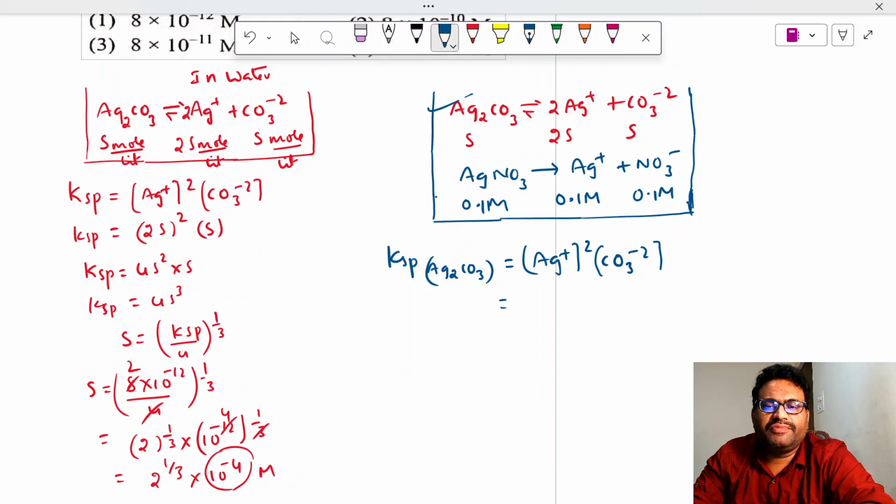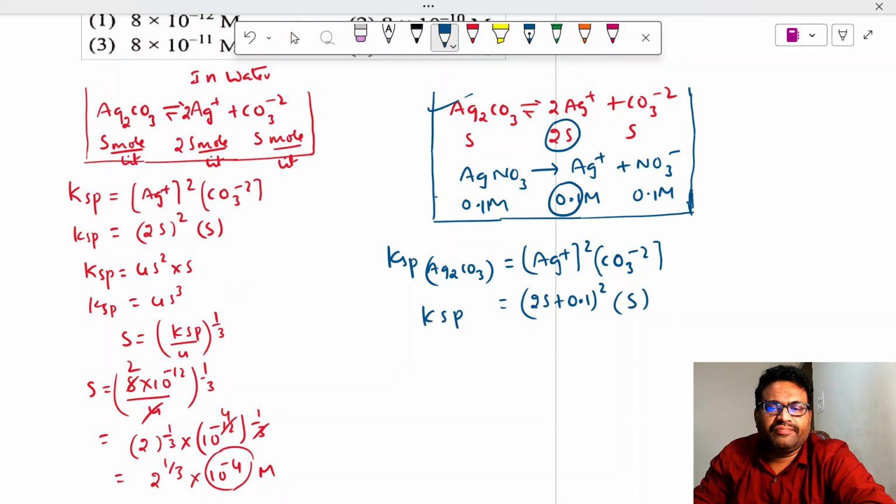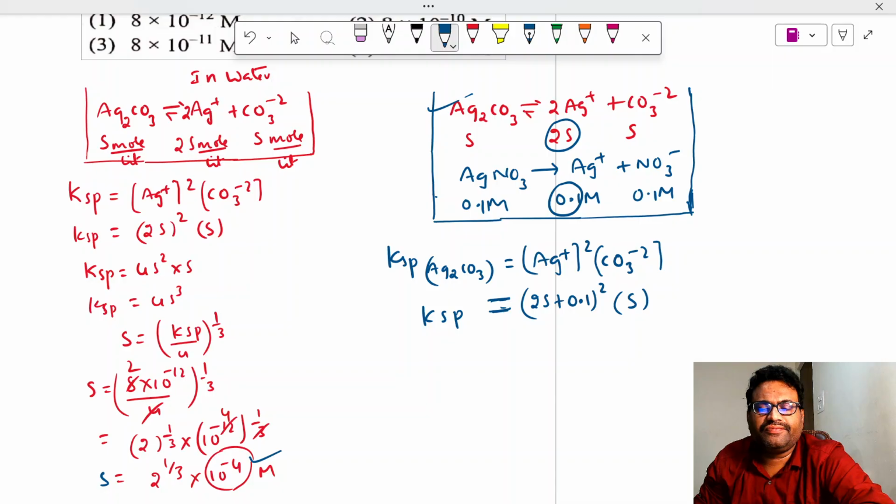So the Ag concentration is 2S plus 0.1. So (2S plus 0.1) square into the carbonate concentration S gives Ksp. Now, the solubility we have already calculated is in the range of 10 power minus 4. So here we compare this 10 power minus 4 with 0.1.